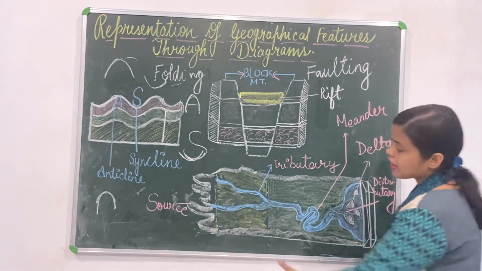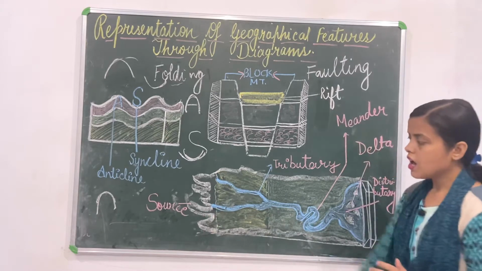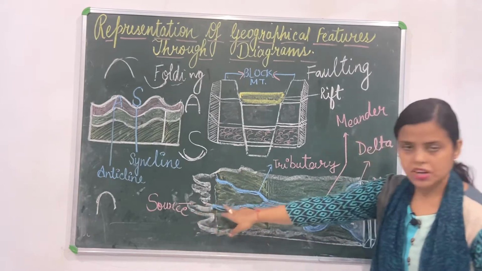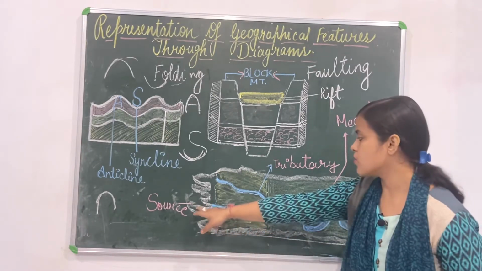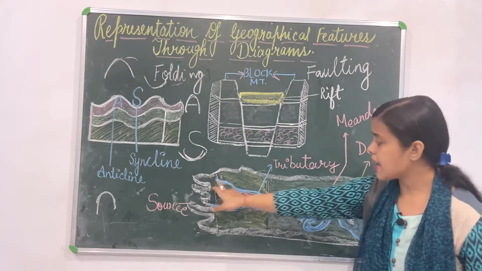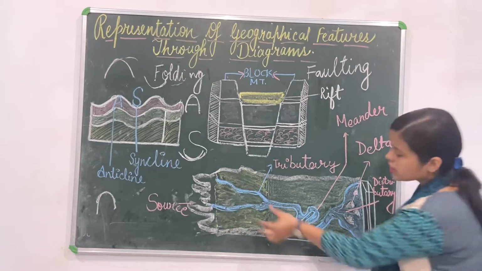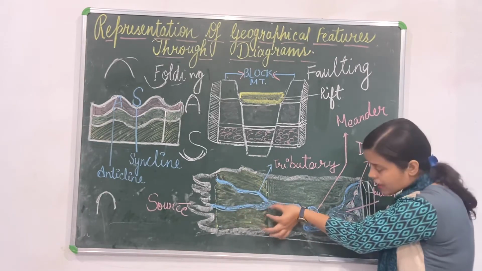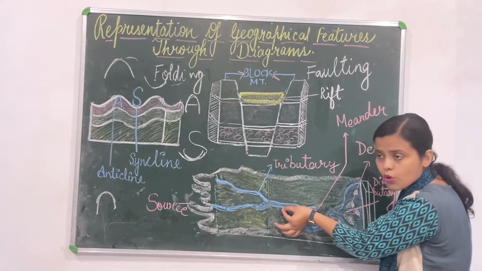So as you can see, this is the source of the river. This is the source from the mountainous regions, snow-capped regions. River originates, and two rivers, one from this side and the other one from this side, they are coming from two different directions and they are merging into one.